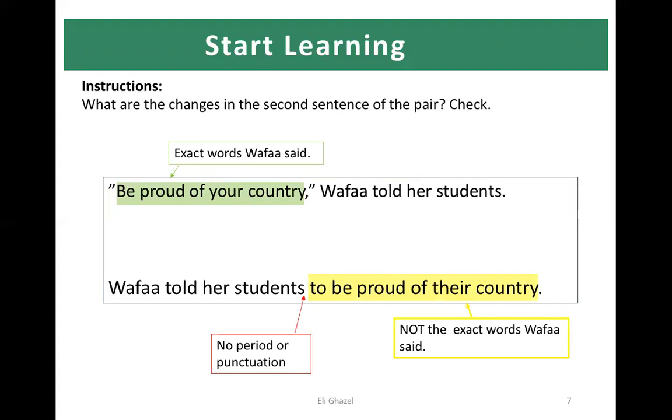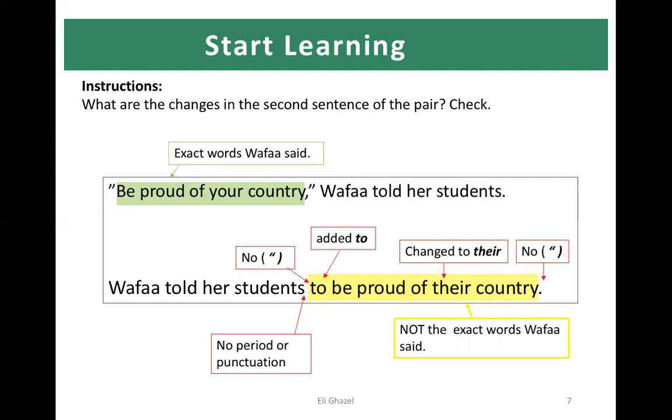Notice that there is no period or punctuation after students. There are no quotation marks. Oh, look, we added the word to before be, and we changed your to their, and we didn't put any quotation marks at the end. So notice everybody can do this, not only the students whose level of English is higher.